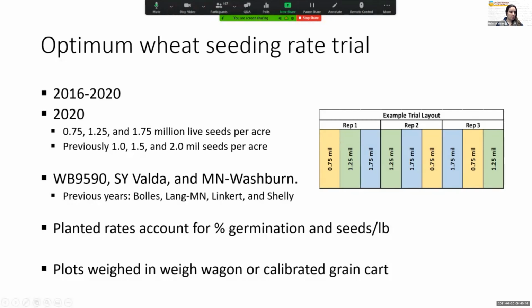Our planted seeding, or our live seeding rates, took into account our live seeds, our germination percentage, and the number of seeds per pound per seed lot from the seed tag for each trial. So we were calibrating to make sure that we're planting the correct number of live seeds per acre. And then plots were harvested by weighing each pass from each plot in a weigh wagon or calibrated grain cart if the producer had one.